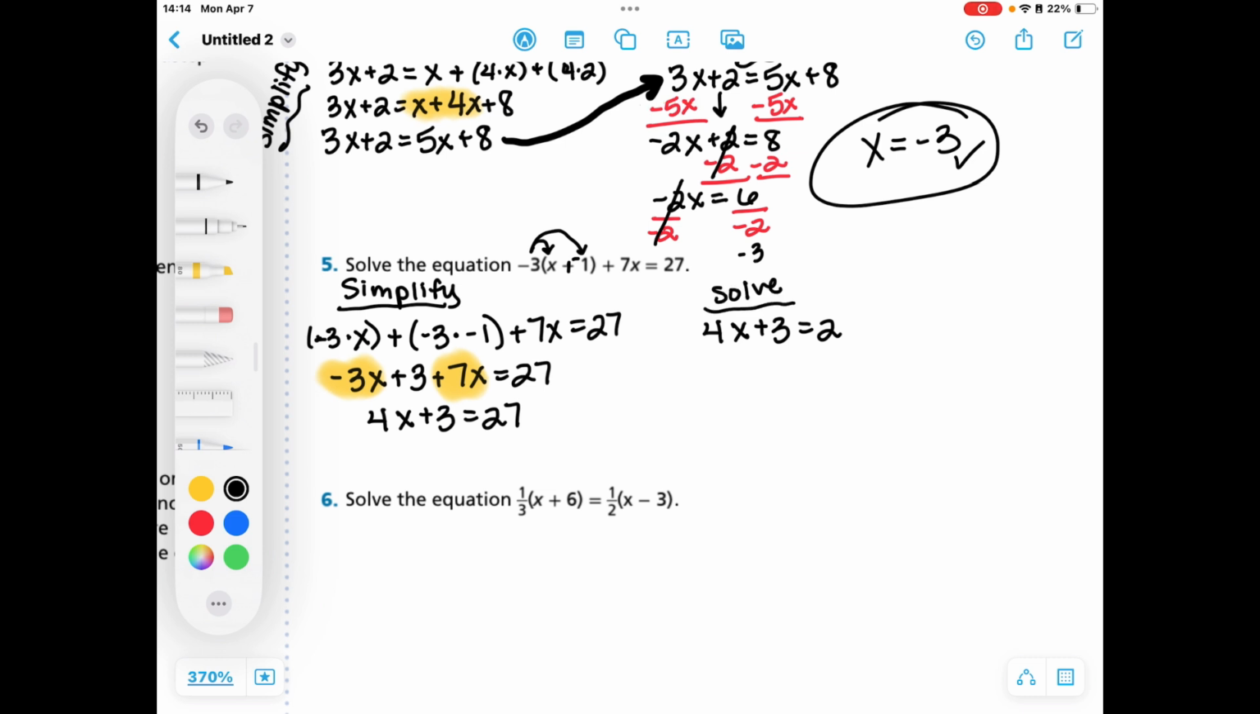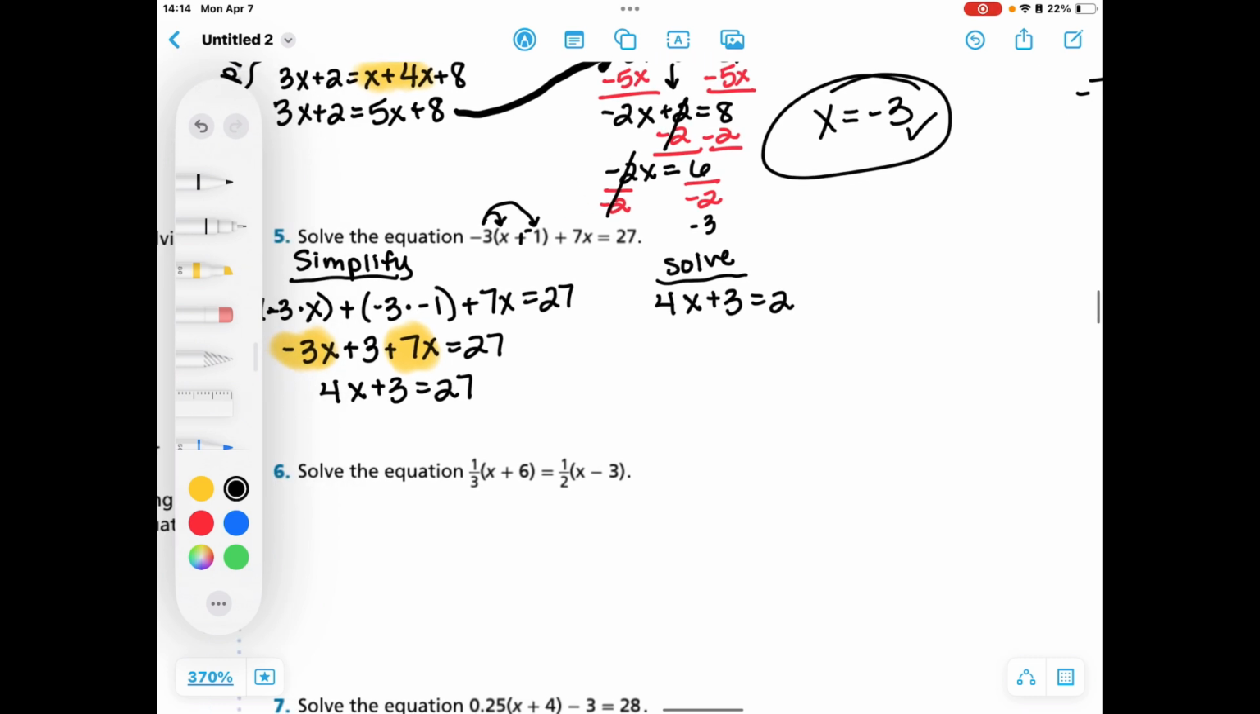So after you simplify, that really is the first step. You then go through the process of solving for x. Solving for x, we would subtract 3 on both sides. This drops on down. 4x is equal to -1, because 2 minus 3 is going to be -1.